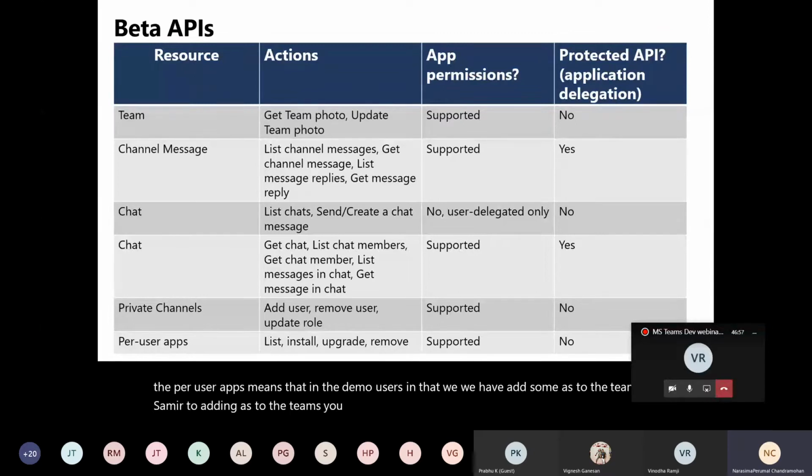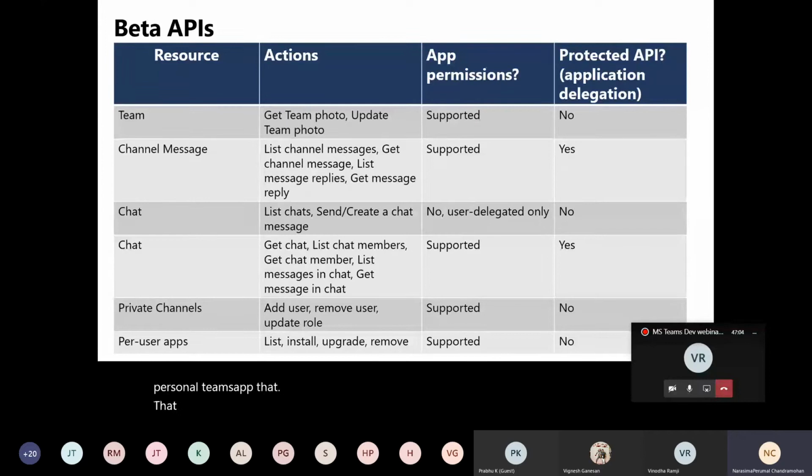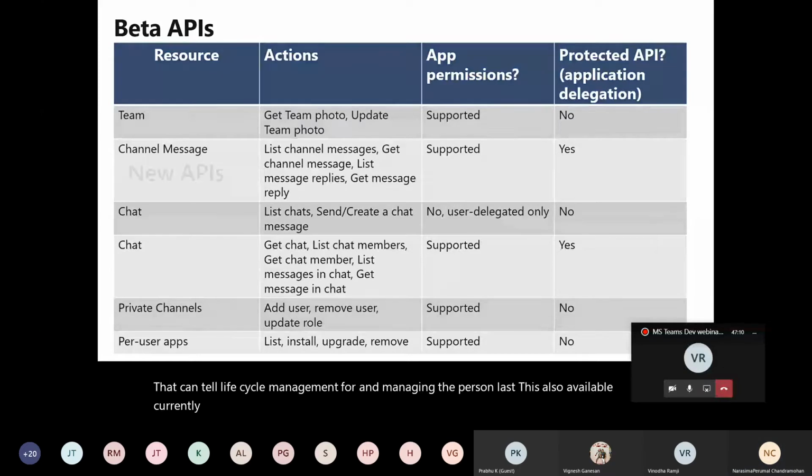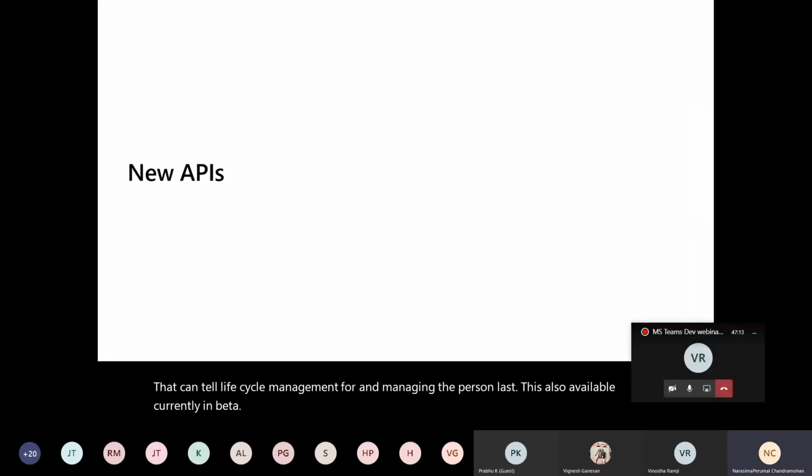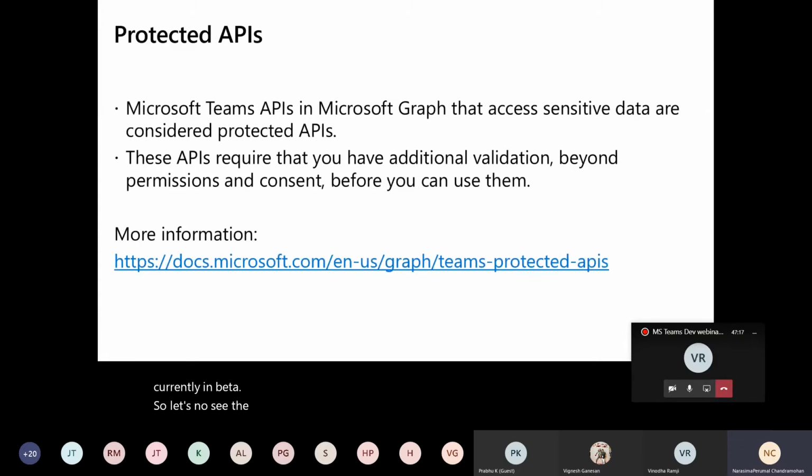These are called personal apps, personal teams apps. The entire lifecycle management for managing the personal apps is also available currently in beta. So let's now see some of the new APIs. Earlier in the previous slide, we have seen the channel messages and the chat messages are available. Getting the entire channel messages, entire thread, the replies, conversations, everything is available as a protected API.